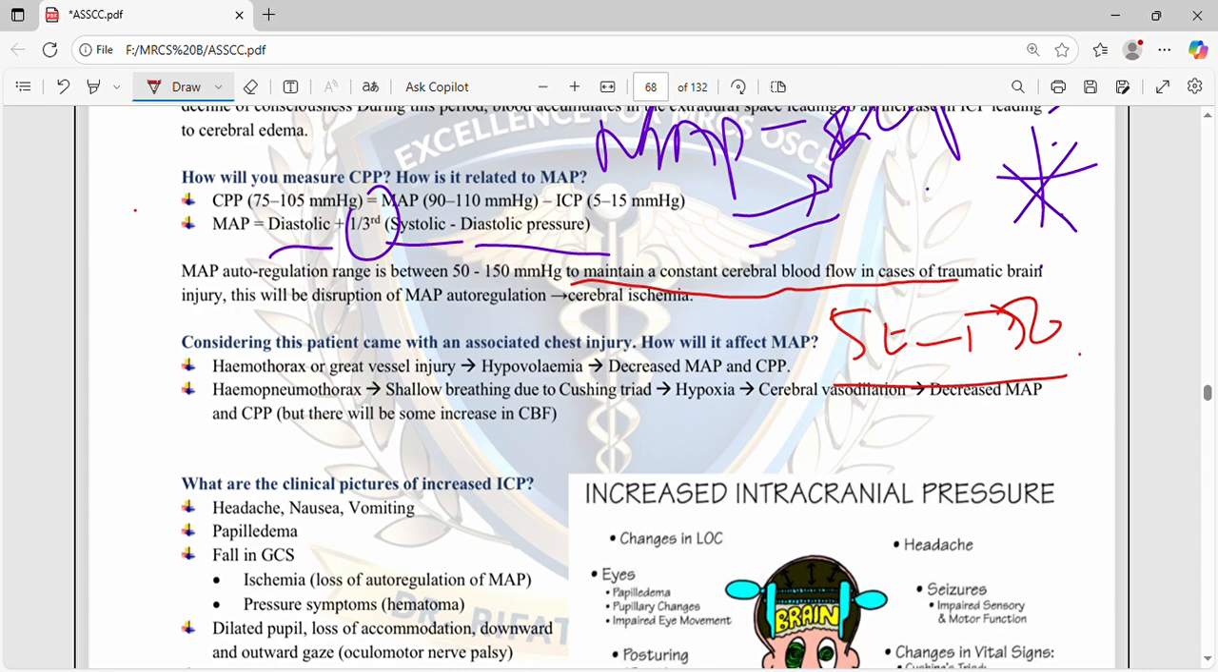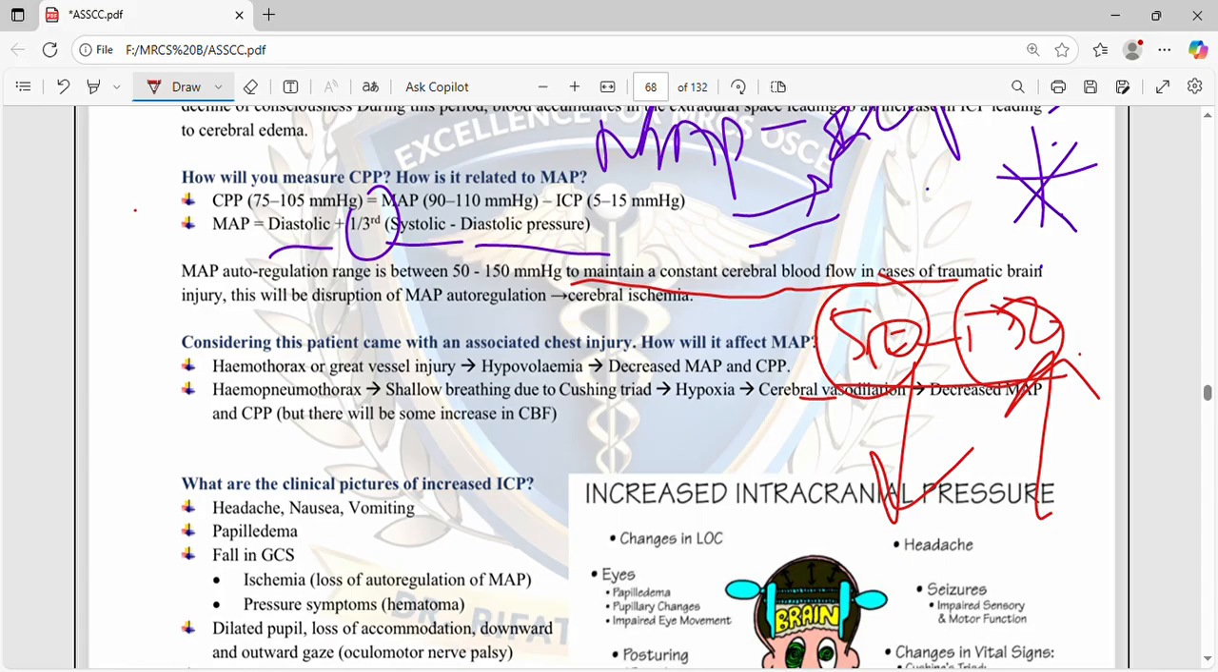Okay, so in cases of traumatic brain injury, this will be disrupted. There will be disruption of mean arterial pressure autoregulation, so cerebral ischemia will occur. This means that if there is a raised pressure, the mean arterial pressure can go down up to 50, this is the limit. And if there is low intracranial pressure or hypotension, it will go up to 50. So this is autoregulation. It occurs by itself in the brain.